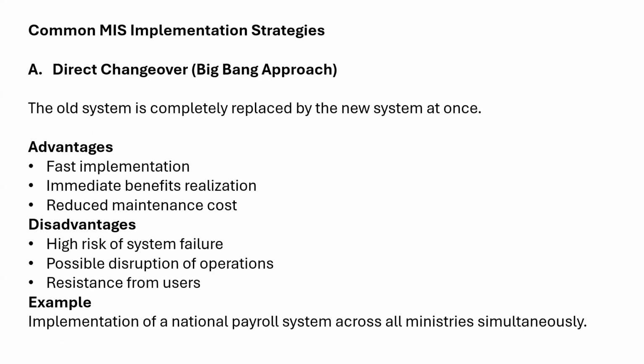There are several strategies that we can pick up. I explained earlier on, but there's also the direct changeover, which is called the big bang. It has faster implementation and immediate benefit realization, but when it comes to disadvantages, there is high risk of failure. If you're going to do direct changeover, which is called a big bang, and it fails, it means that even the old system that you thought was inefficient, that you are changing, will also not be available because you have stopped using that.